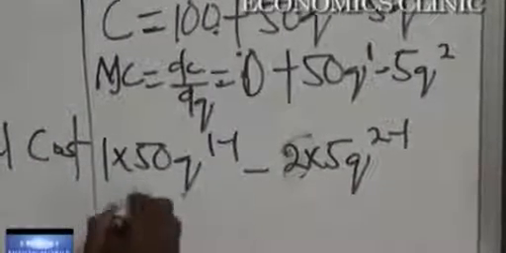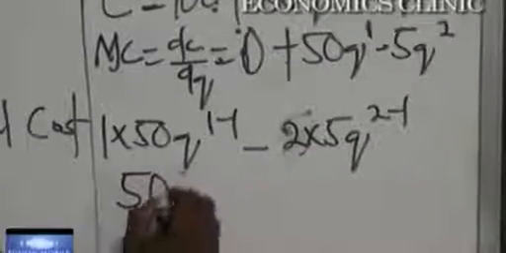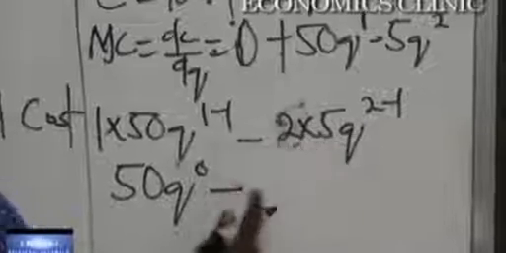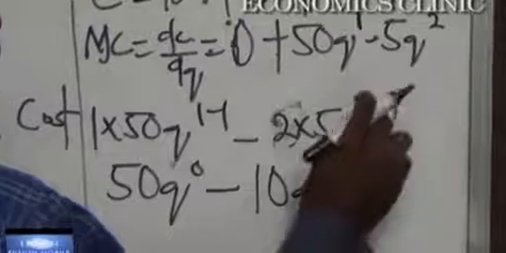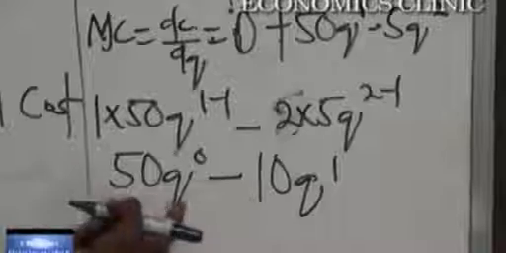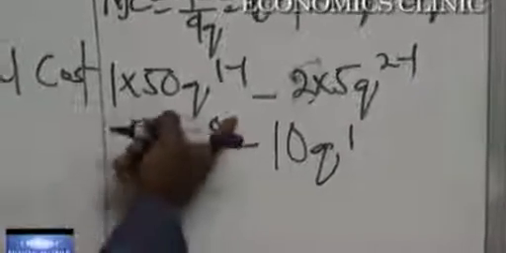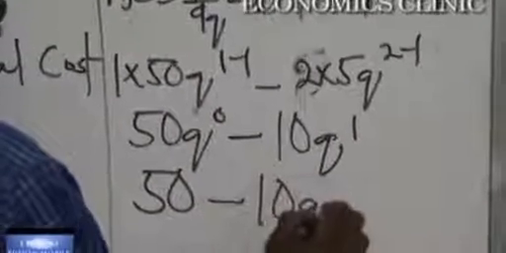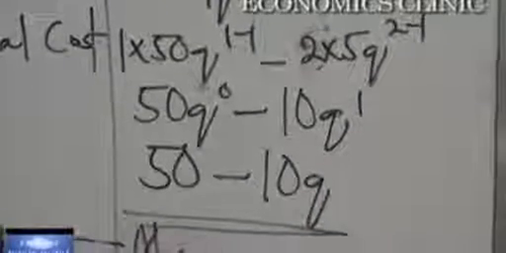1 times 50 is 50. Q raised to power 0, which is 1 minus 1. So we have minus 2 times 5 is 10. 10Q raised to power 2 minus 1 is 1. So we know that 50Q raised to power 0 will give us 50 because anything raised to power 0 is 1. And 1 times 50 gives us 50 minus 10Q. So our answer here for marginal cost will be 50 minus 10Q.